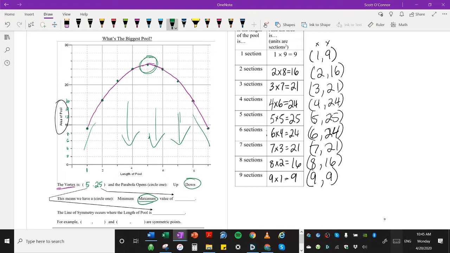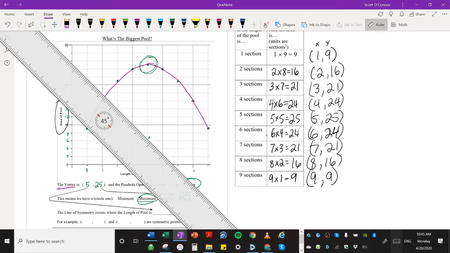What is the maximum value? The maximum y value is 25. The line of symmetry occurs where the vertex of the parabola is. So let me erase this stuff here. The line of symmetry means the line you could draw which would divide this parabola directly in half.